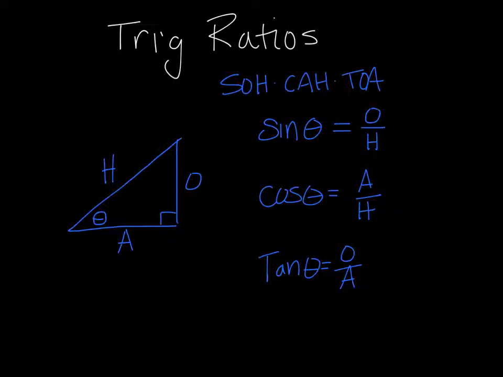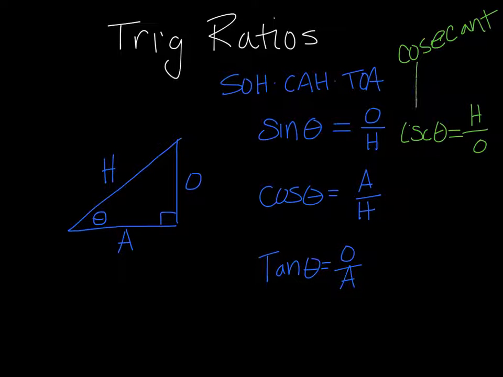Okay, now for the new ones that you don't know yet, we have the reciprocals of these. So reciprocal just means flip it over. So maybe you have the hypotenuse over the opposite, and that one is called the cosecant of theta. So let me write that down. Cosecant is how it's written, cosecant. So that would be that one, cosecant of theta.